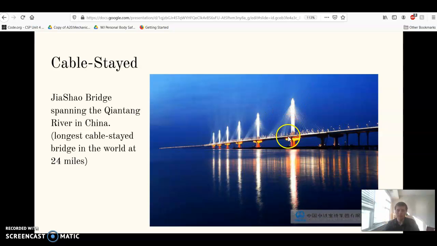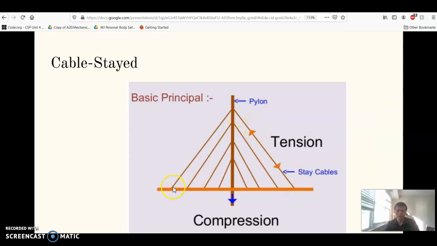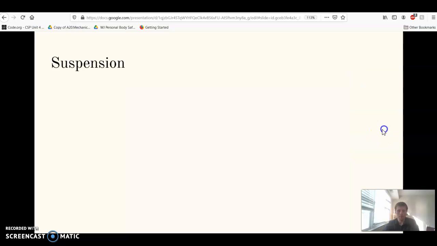Cable-stayed bridges have a bunch of these pylons with cables, and the cables allow you to dissipate some of the force. Here's one in Japan. Pretty cool. So you have a cable stay and a pylon. The pylon is being pressed down into the ground. It's experiencing compression. And then there's a lot of tension over here on these cable stays that's essentially taking out the pressure from the actual surface of the bridge. So the surface of the bridge is not under as much tension or compression as a result. So that's pretty nifty.